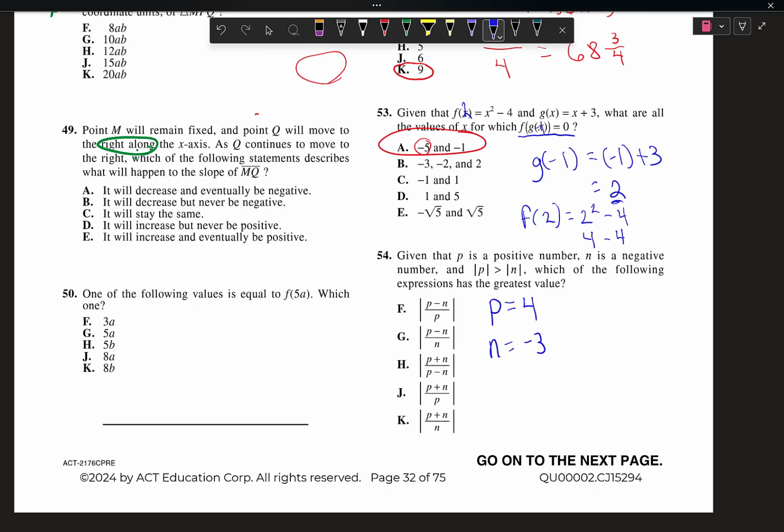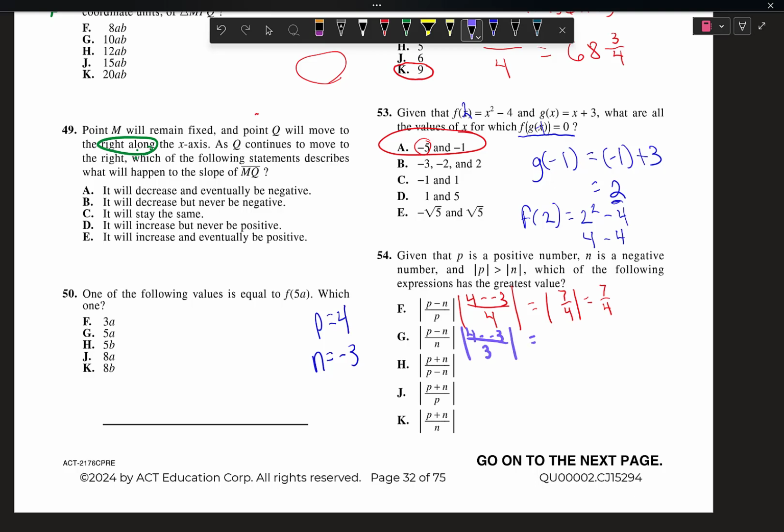Those are the two values I'm going to pick, and I'm just going to substitute those in for each choice. So choice F: if p is 4 minus -3 all over 4, remember it's the absolute value of this, so the absolute value of 7 over 4, or 7/4. It's 1.75 in decimal format.